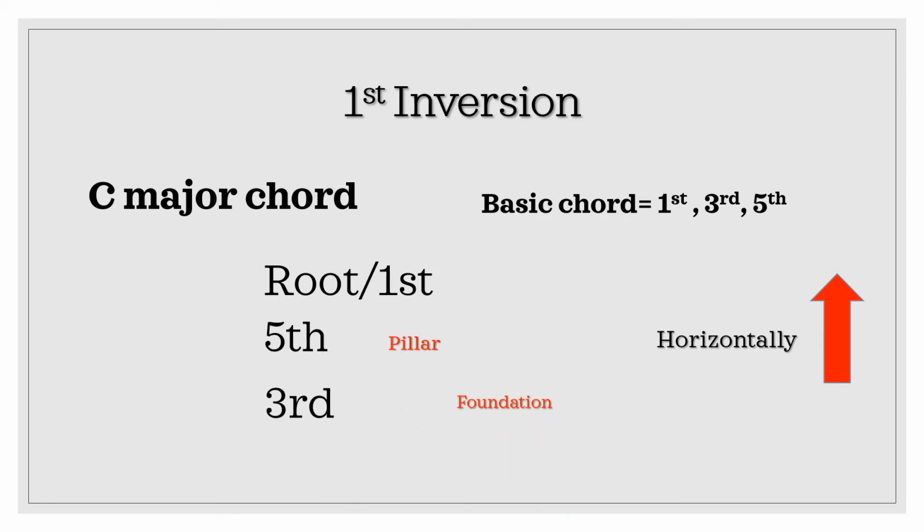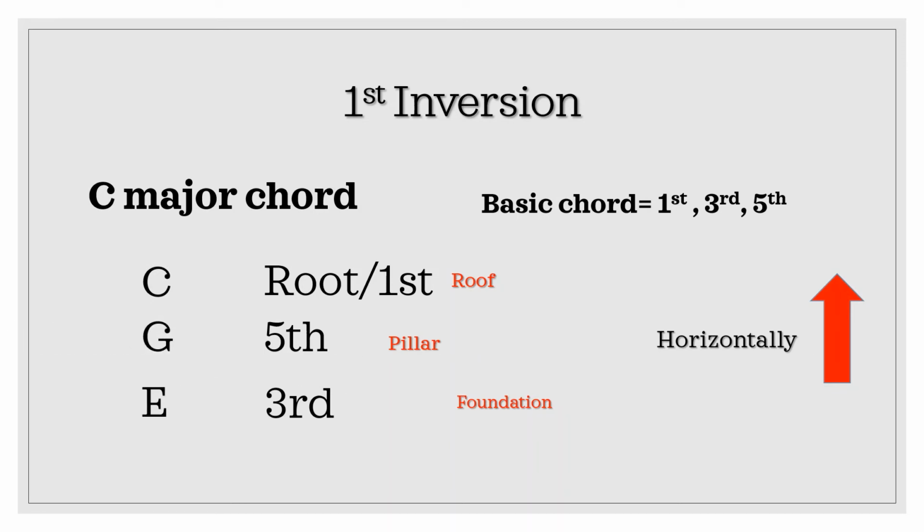So this time you realize that we still have foundation, pillar, and roof. This time though, the numbers have changed. So this time, acting as the foundation, we have the third of the chord. Acting as the pillar, we have the fifth. And acting as the roof, we have the first, or the root of the chord. So this is what it would look like in letters.